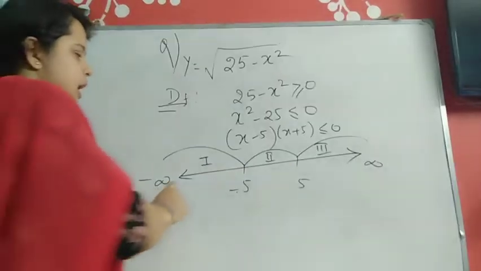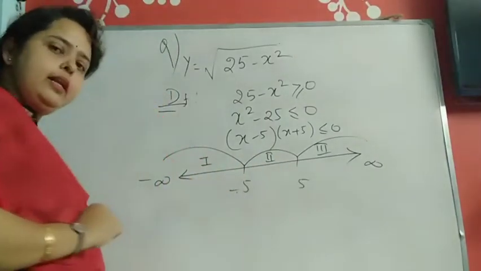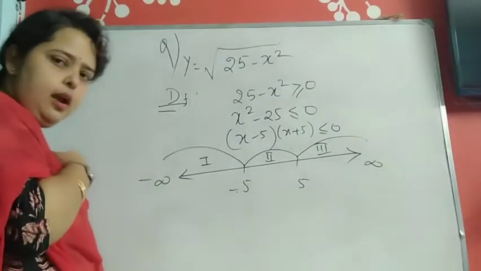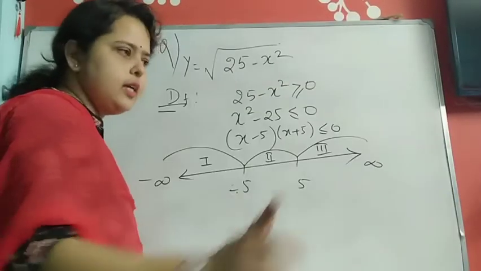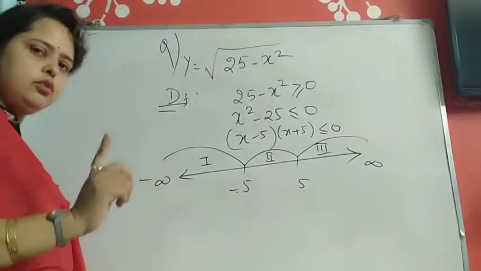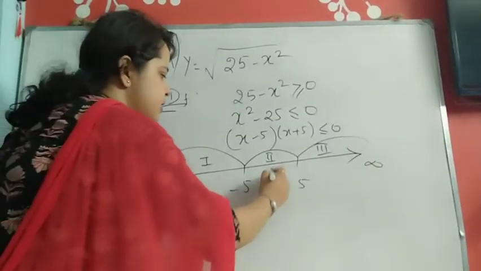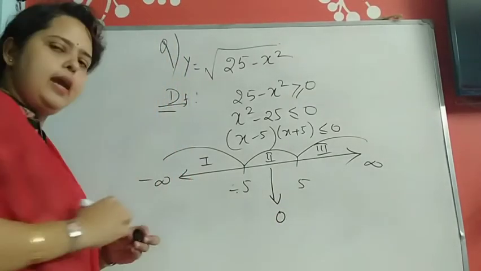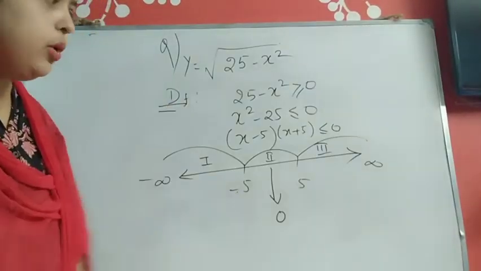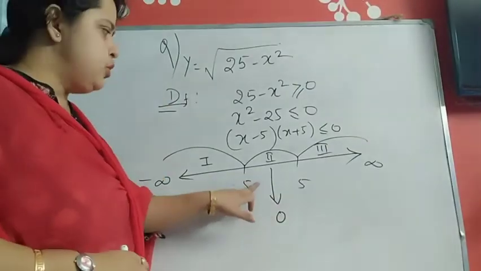Now, assume any interval of your choice. Say my choice is second. Your choice can be third or fourth. Understood? So, I am choosing the second interval. In the second interval, randomly choose any number. I am choosing 0. You may choose 4. You may choose minus 4.